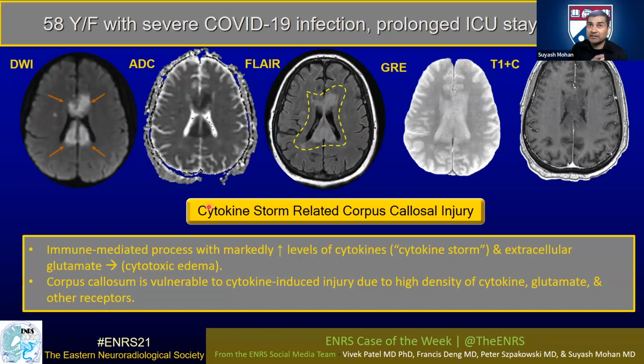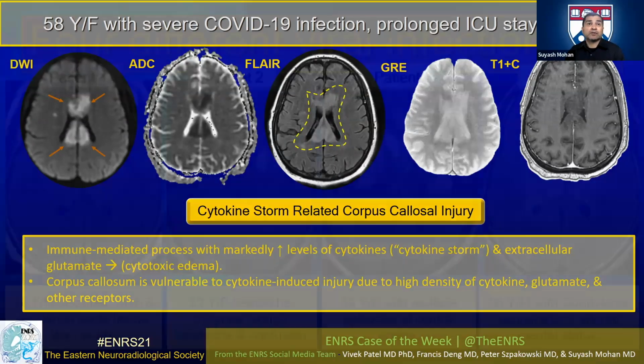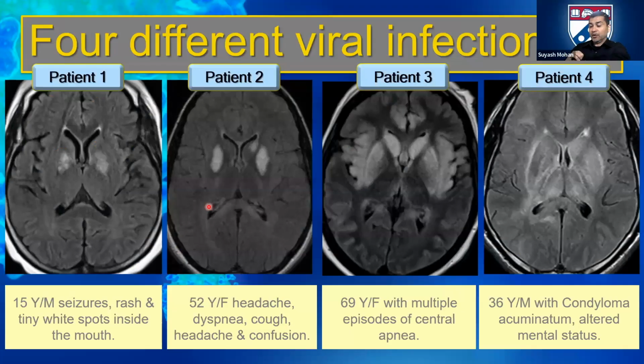And the imaging findings in these patients mimic Marchiafava-Bignami disease, right? Very typical, right? Notice the restricted diffusion, swelling, and this appearance of the corpus callosum is very typical. And this is also seen in patients with COVID.